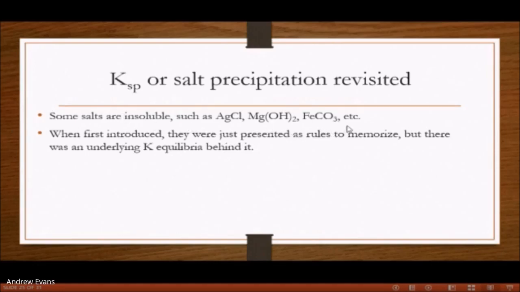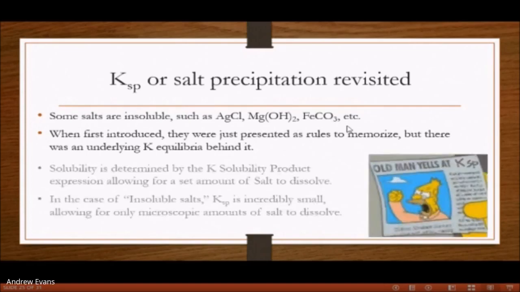There was just a K equilibria, where the solubility is actually determined by the K of the solubility product, saying that essentially there is a set amount of salt that can dissolve based on a chemical reaction. In the case of these insoluble salts, the Ksp is incredibly small. When the Ksp is really small, remember, that means it's very much reactant favored, so very little product will form, and thus very little salt will actually dissolve.